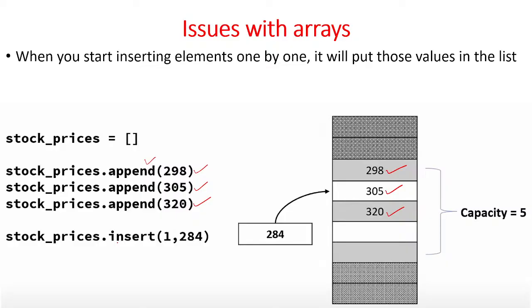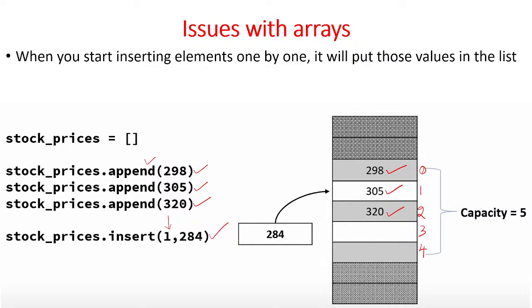Then if you say insert(1, 284), now you have 3 elements, and you want to insert 284 at location 1, or at index 1. Now this becomes index 0, this becomes index 1, index 2, index 3 and index 4. So here we want to insert the new element 284.